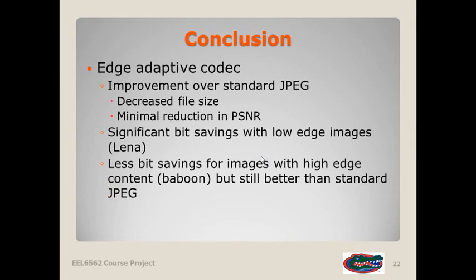The edge adaptive codec was a great improvement over standard JPEG. It was consistently able to decrease the file size over standard JPEG with minimal reduction in PSNR. There was significant bit savings for images with low edge content, such as Lena, and although there was less bit savings for images with high edge content, such as the baboon, they were still able to perform better than standard JPEG.